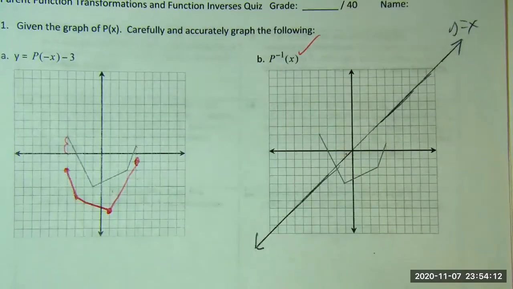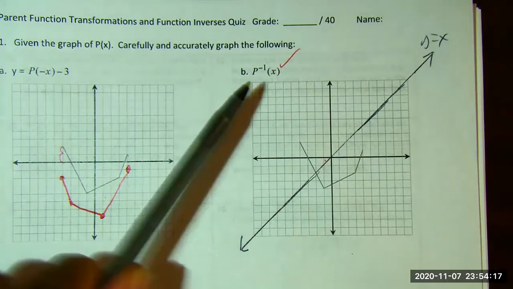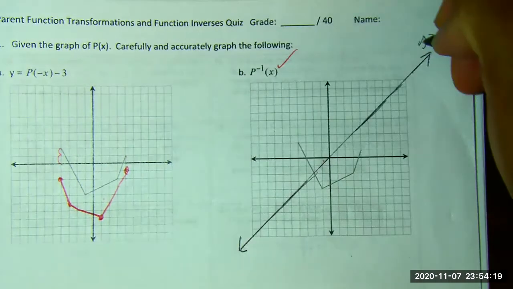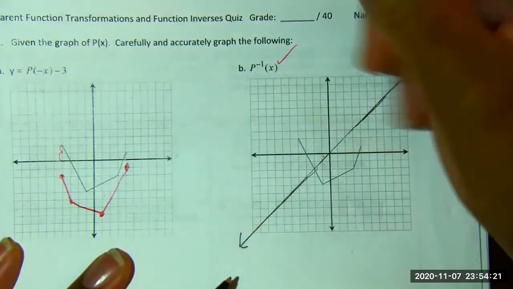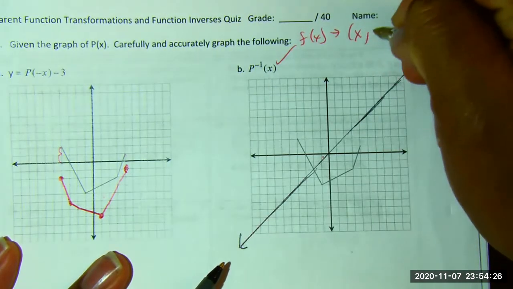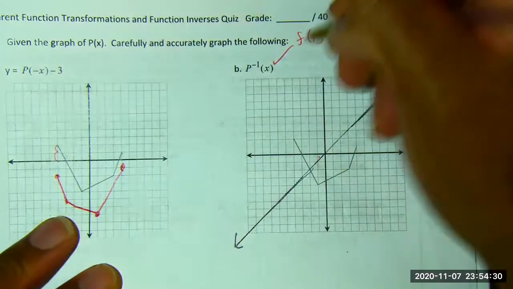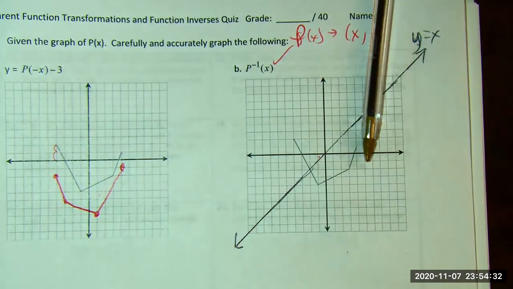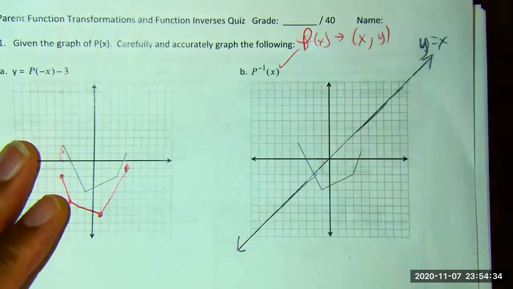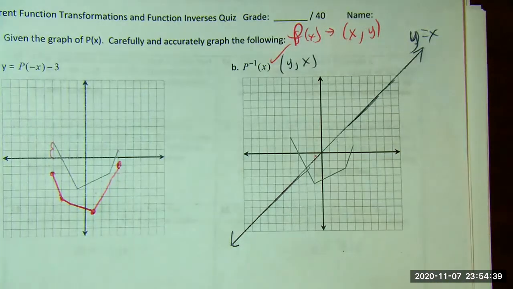Y equals x. Okay. It's my fault. I should have done this earlier in the day. Shame on me. Why am I drawing the line y equals x? Because if this is p of x, the coordinates of p of x are x comma y. The inverse of p of x, the coordinates are y comma x. So I'm literally switching around the coordinates.